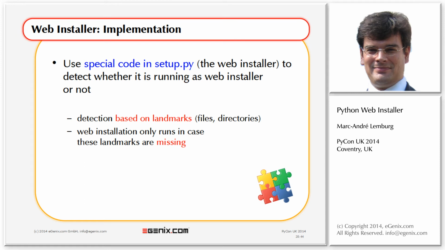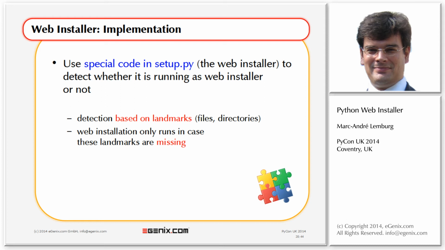One thing that the web installer needs to know is whether it's actually running as web installer or whether you're currently building a package. Because when you build a package, you use the setup.py as well, and you don't want the web installer to just start downloading stuff for you. Instead, you just want it to sit there and do nothing. Whereas, if the web installer is running on the installation platform, you need to know that it doesn't have everything yet, so it needs to download something.